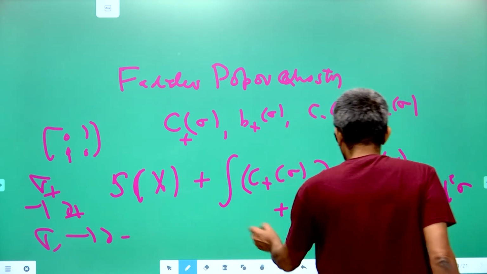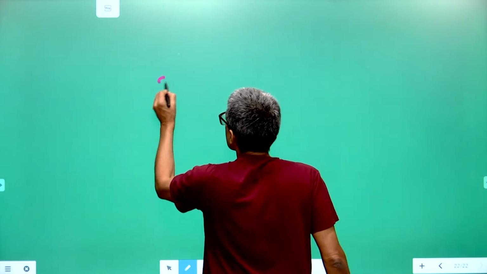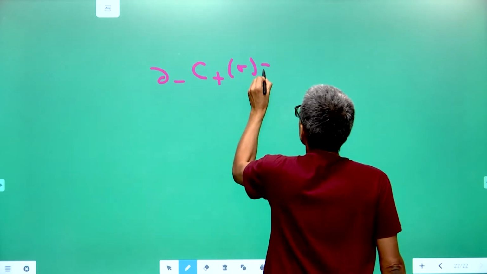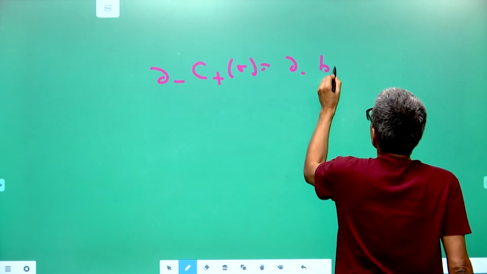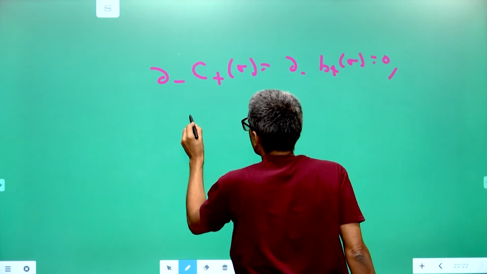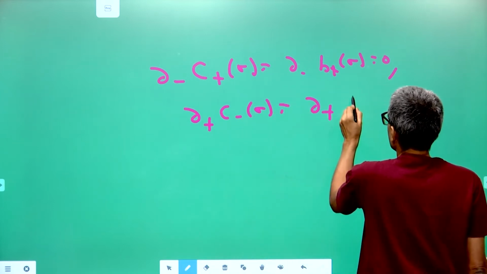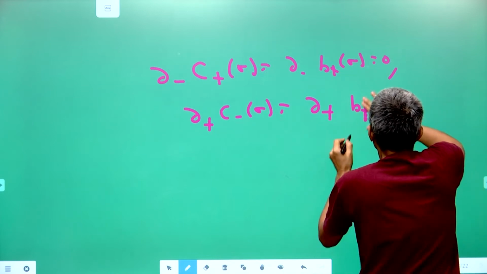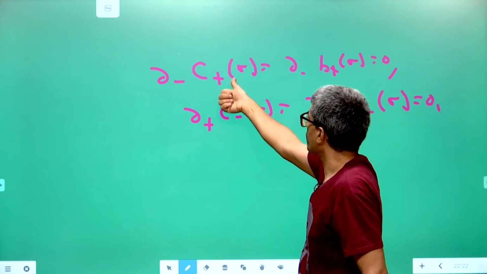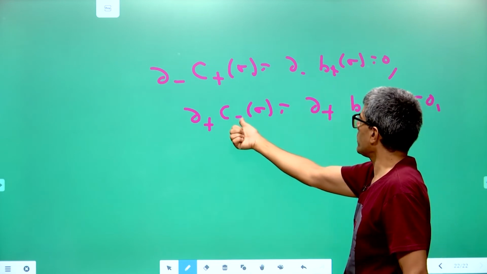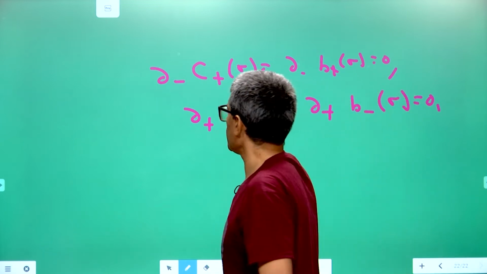What is the equation now? The equation of motion, by taking the variation with respect to C plus sigma, C minus sigma and so on, you get the ghost equations: dou minus of C plus sigma equal to 0, dou minus of B plus sigma equal to 0, and dou plus of C minus sigma equal to 0, dou plus of B minus sigma equal to 0, which is nothing but the statement that C plus sigma depends only on sigma plus, B plus sigma depends only on sigma plus, C minus sigma depends only on sigma minus and B minus sigma depends only on sigma minus. So, these are the ghost equations.